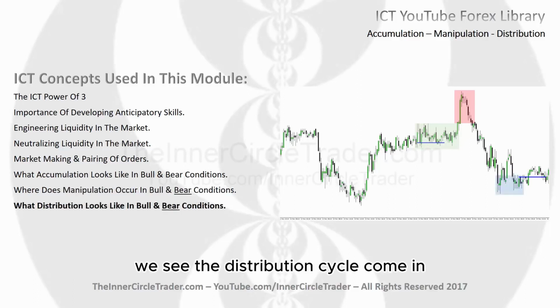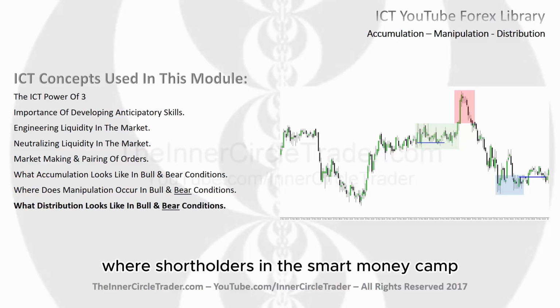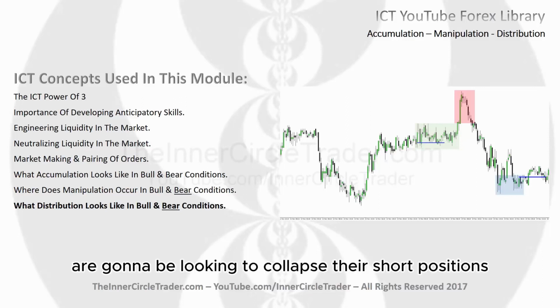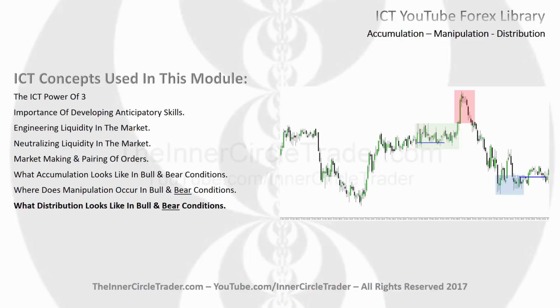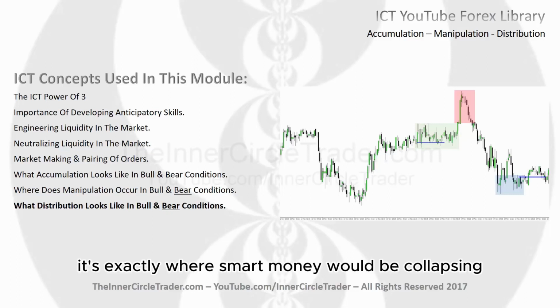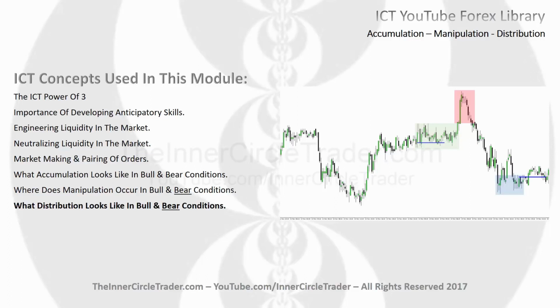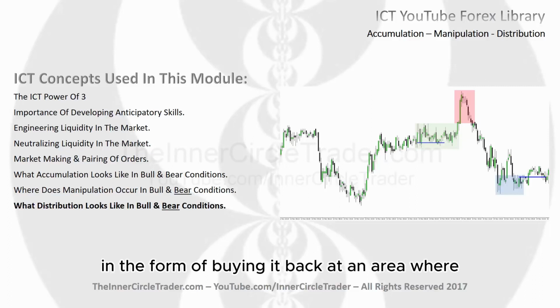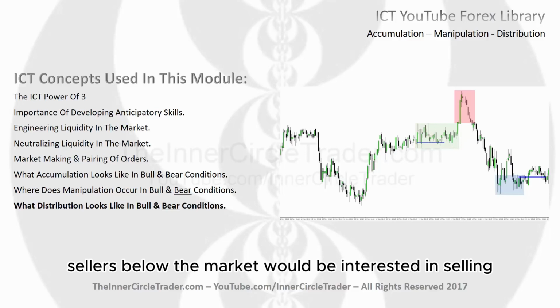Towards the end of the day, we see the distribution cycle come in, where short holders in the smart money camp are going to be looking to collapse their short positions. To get out of a short position, you have to buy it back. You have to look for an area to run below old lows. If you look at the original consolidation, 20 pips below that, that's where we see the low of the day form. It's exactly where smart money would be collapsing their short positions for a day trade. And we see the ending cycle there, distribution. Smart money is collapsing their short in the form of buying it back at an area where sellers below the market would be interested in selling.